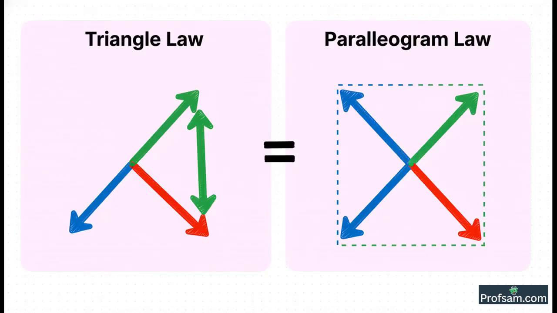So what's the big difference then? This chart makes it really clear. Triangle law connects vectors head to tail, and it's great for sequential moves. Parallelogram law connects them tail to tail, perfect for simultaneous forces. But here's the most important part, listen carefully. Both methods give you the exact same answer. They're just two different ways of looking at the same problem.